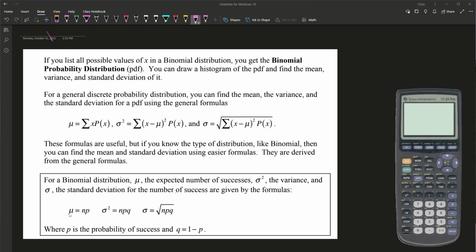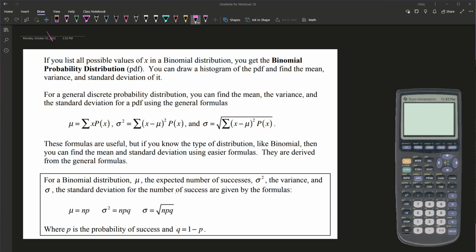Hello everyone, this is going to be our video for section 5.3 on the mean and standard deviation of the binomial distribution. If you list all possible values of x in a binomial distribution, you get the binomial probability distribution, or the binomial probability density function, the binomial PDF. You can draw a histogram of the PDF and find the mean, variance, and standard deviation of it.